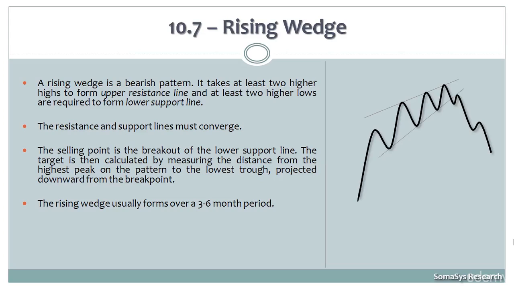Now the selling point is the breakout of this lower support line. The target is then calculated by measuring the distance from the highest peak on the pattern to the lowest trough, projected downward from the breakout point. Now this pattern in an uptrend is considered a reversal pattern, and in a downtrend is considered a continuation pattern.